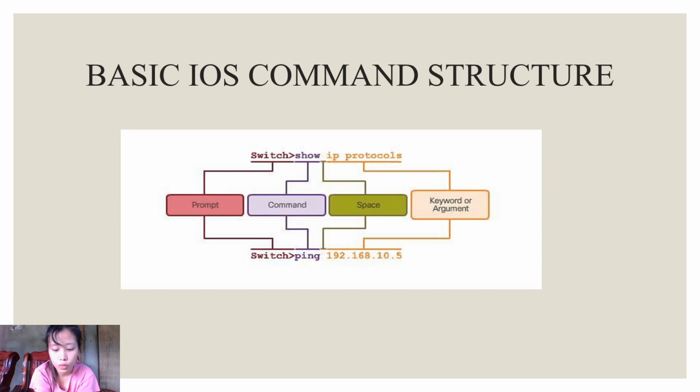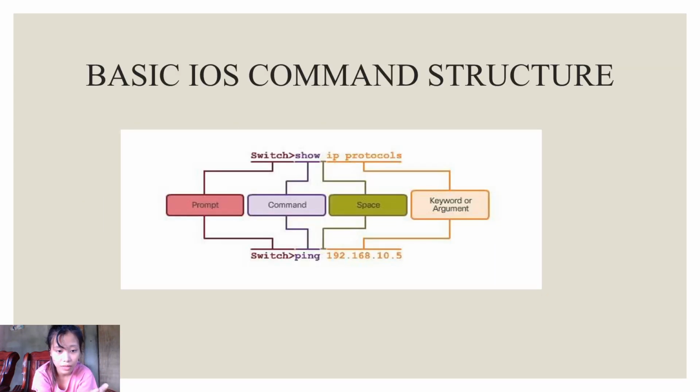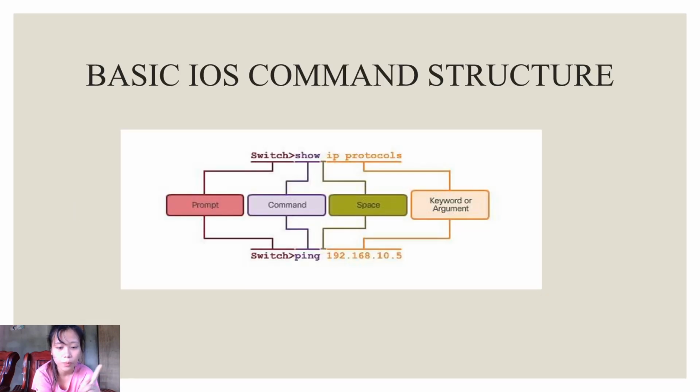Now let's go to the next one. I already explained the keyword and the argument. The keyword is what you can see in the IP protocols, a specific parameter defined in the operating system. The argument is not predefined; it is a value or variable defined by the user. In the figure that you can see in this picture, it is 192.168.10.5.